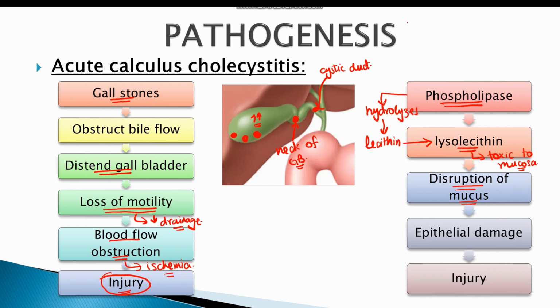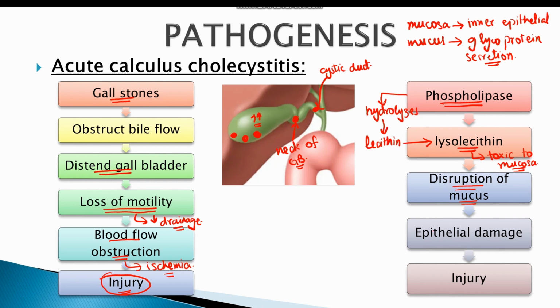One thing to remember here is that mucosa means the inner epithelial layer, whereas the mucus means a specific glycoprotein secretion which covers the inner epithelium, protecting it against the toxic and detergent action of the bile. So lysolecithin dissolves the mucus as well as it is toxic to the mucosal membrane.